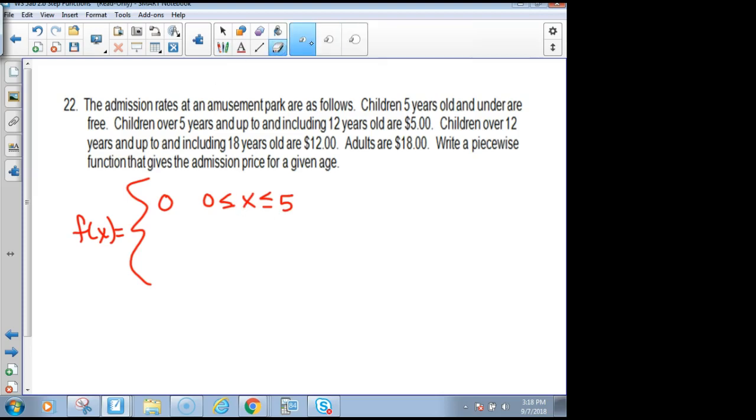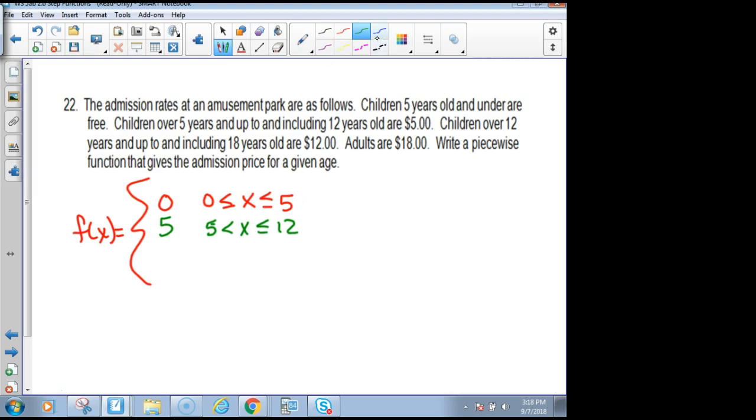Oh, why did I make it between? I guess I put the 0 between 0 and 5 because are you going to have any negatives? Nobody's -8 years old, right? So I put it in. All right, children over 5 years and up to and including 12 years old are $5. So it's going to cost you $5 if your kids are between 5 and 12, including 12. So that's going to be 5 is less than x is less than or equal to 12. X is between 5 and 12, including 12, but not 5.